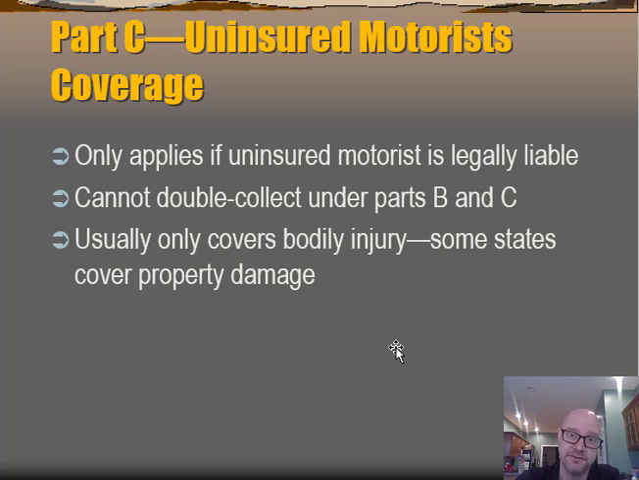The problem with Part B is low limits, right? So then we have this rule that says, yeah, you might be eligible to collect something under Part B and the bulk of it under Part C. You don't get both. At least if you do, you don't get to double collect. So whatever you collect from Part B gets excluded from Part C.